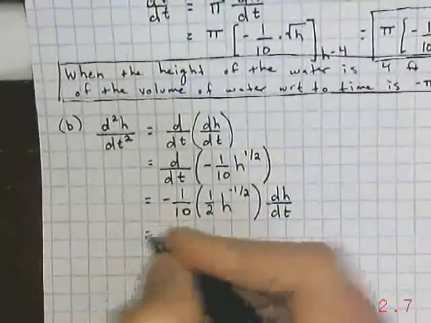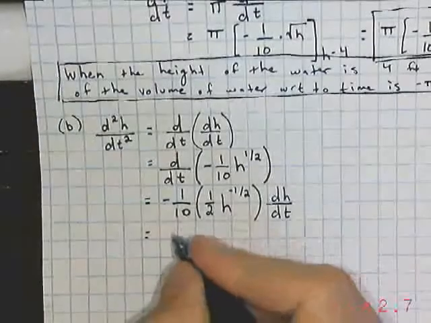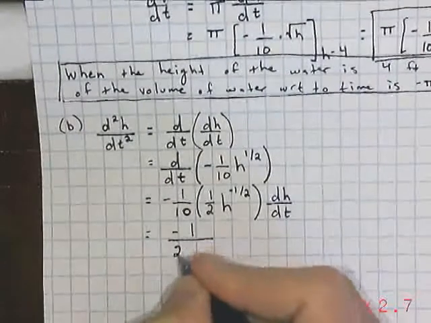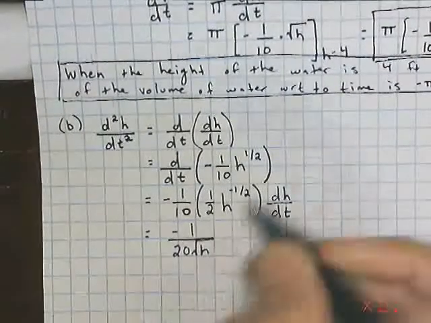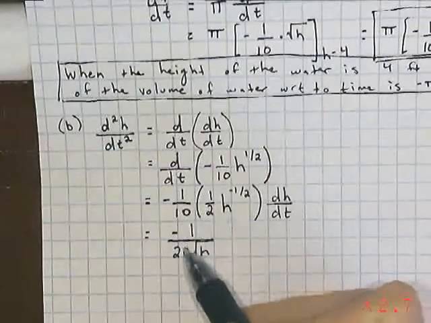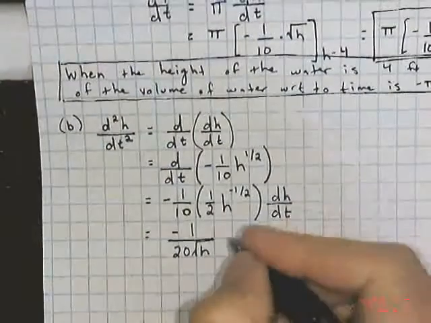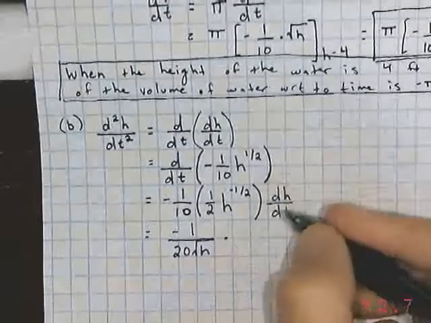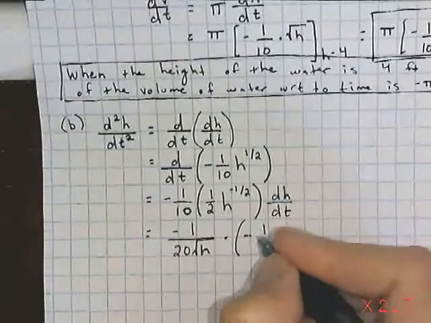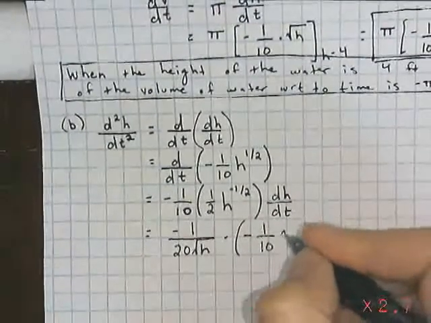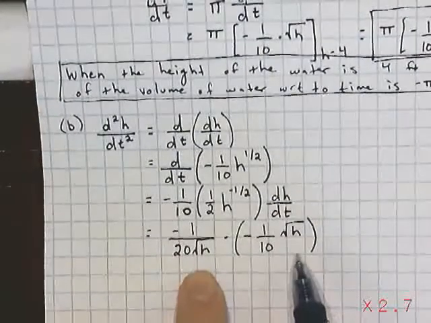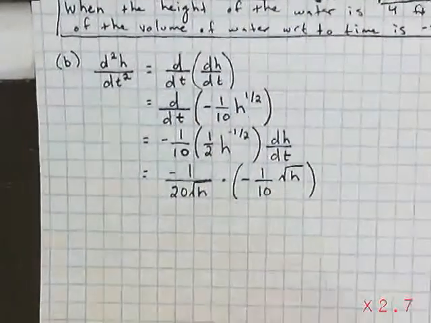We're going to get that this guy we can turn into, let's say, negative 1 over 20 times the square root of h, just throwing that h to the negative 1/2 down below. The 2 and the 10 make 20. We got negative 1 up top. And then subbing in dh/dt, the same old expression of negative 1/10 times the square root of h. In a second, they asked at a specific point, but let's consider this expression.